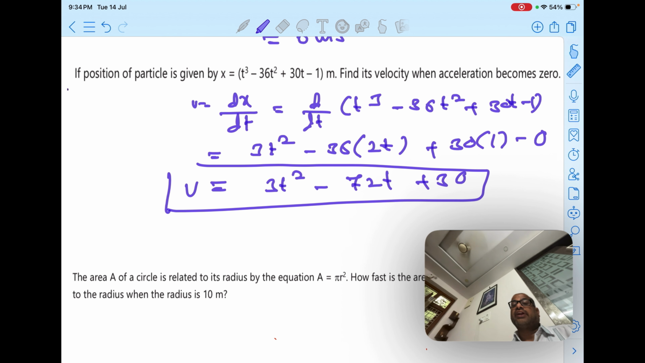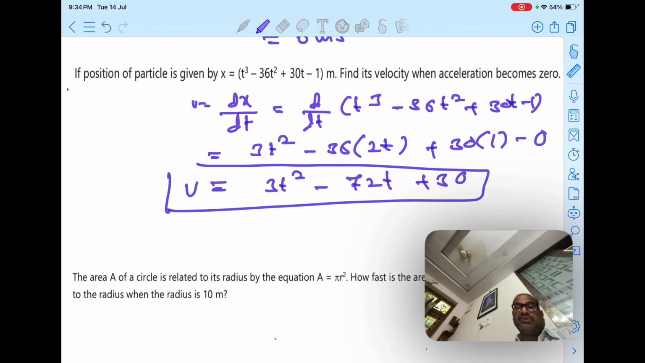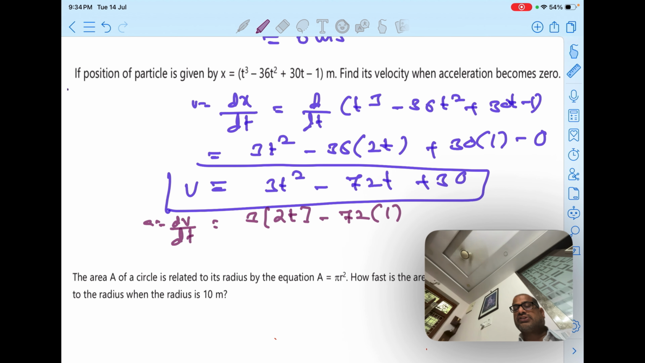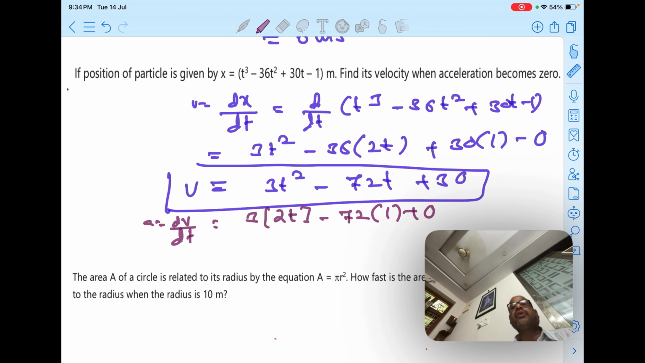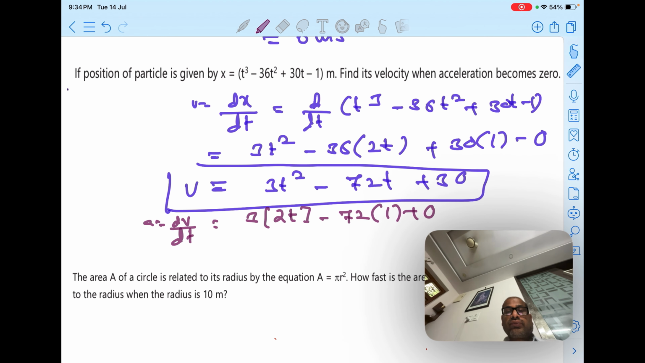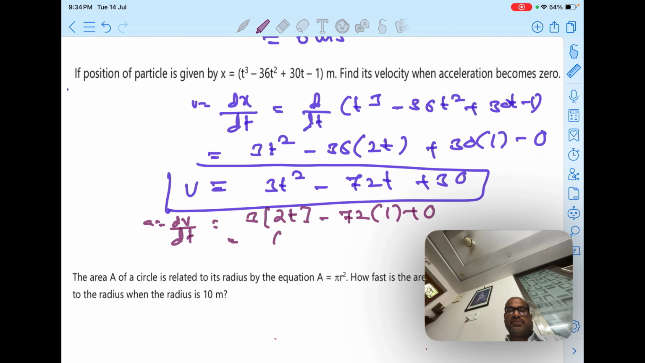He is asking to find the velocity when acceleration becomes 0. So differentiate this again to get acceleration. Acceleration is equal to dv by dt. If I differentiate this expression, d by dt of t square is 2t, so 6t minus 72, d by dt of t is 1, and the differentiation of a constant is 0. So this is the acceleration.